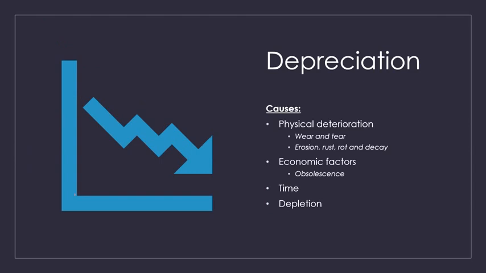So now kita pergi pada depreciation. So what is the causes of depreciation? Due to the physical deterioration. Deterioration tu maksudnya the process of becoming progressively worse. Okay, maksudnya ialah setiap barang yang kita beli, of course akan ada tarikh luput dia. Maksudnya one day you tahu dia akan rosak, like that. Okay, so itulah depreciation. Maksudnya bila kita pakai, wear and tear, erosion, rust, rot and decay, dia ada susut nilai.